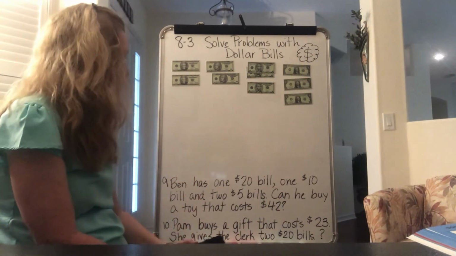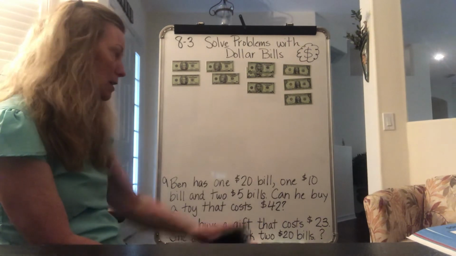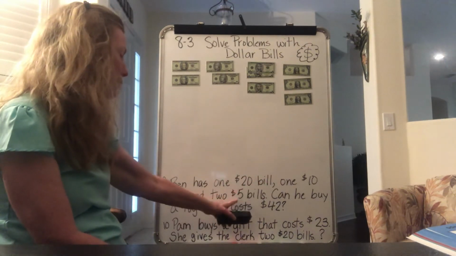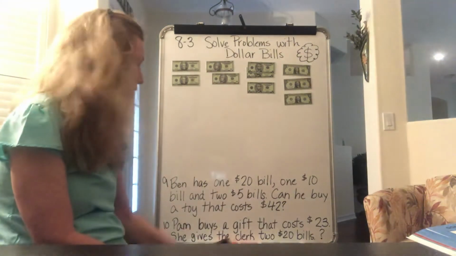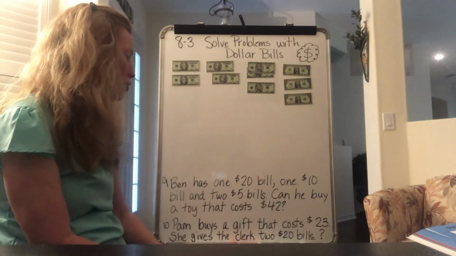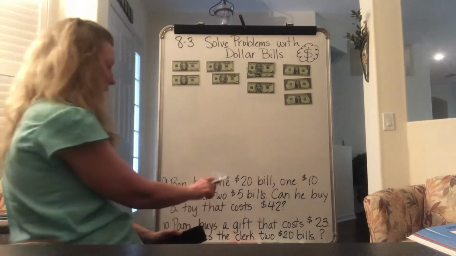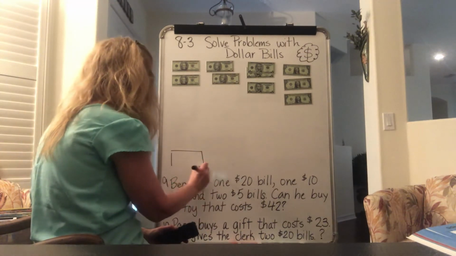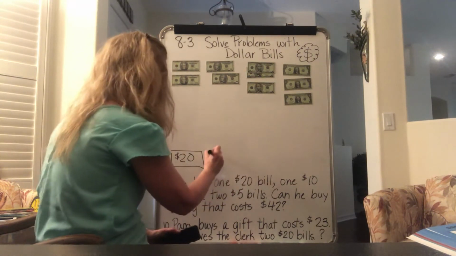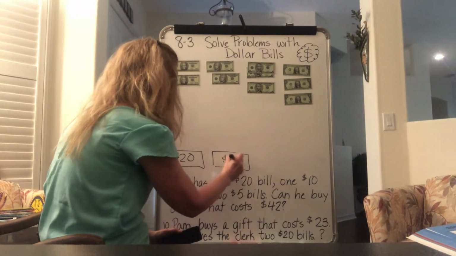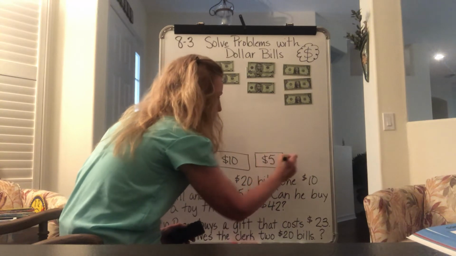Number 9 says, Ben has one $20 bill, one $10 bill, and 2 $5 bills. Can he buy a toy that costs $42? Well, I am going to draw. So I have one $20 bill. I have one $10 bill. And I have 2 $5 bills.